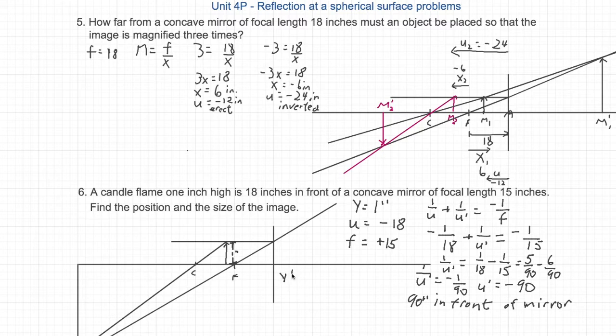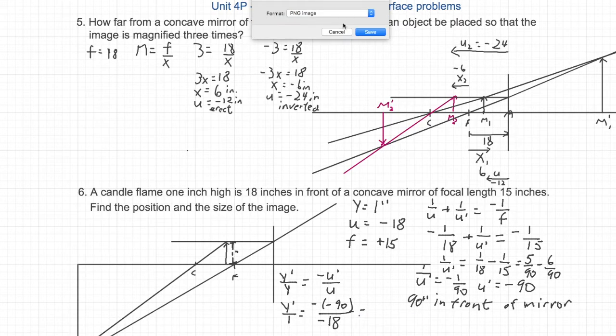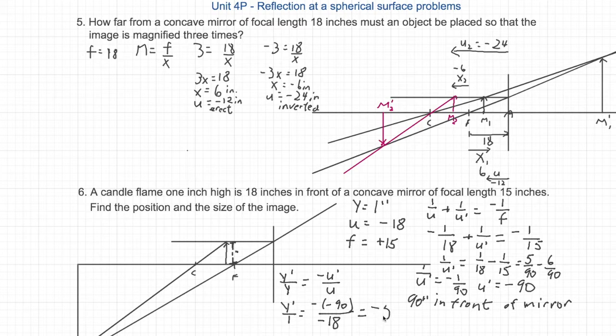Now, how big is it? y prime over y equals negative u prime over u. y prime is our unknown. y is 1. We plug in our values for u prime and u, and we find that y prime equals negative 5. That means it is inverted and 5 inches tall. And of course, it's also real.